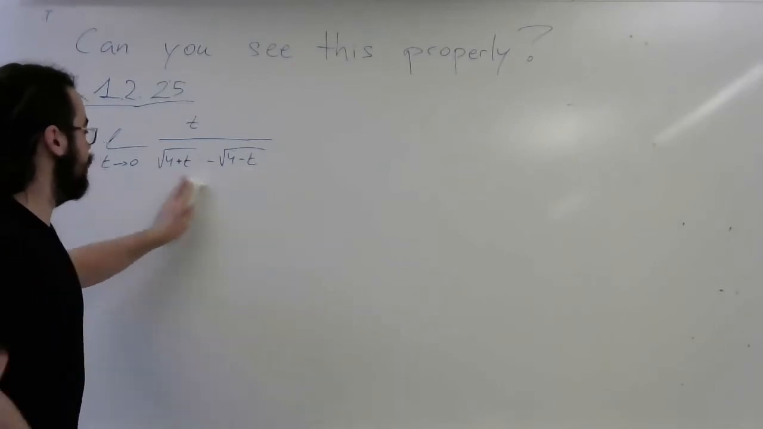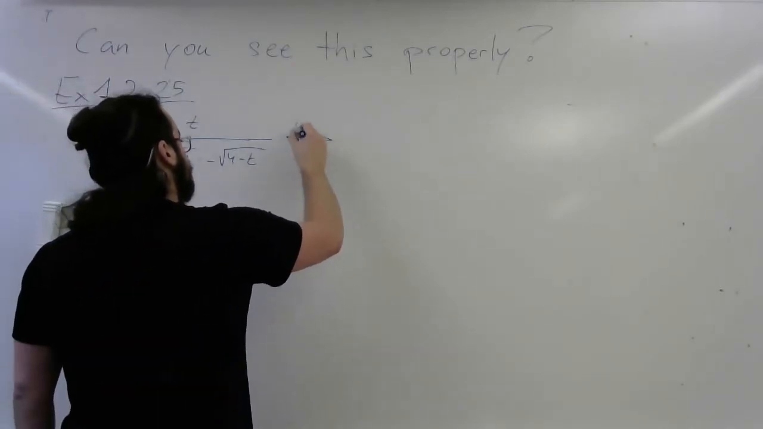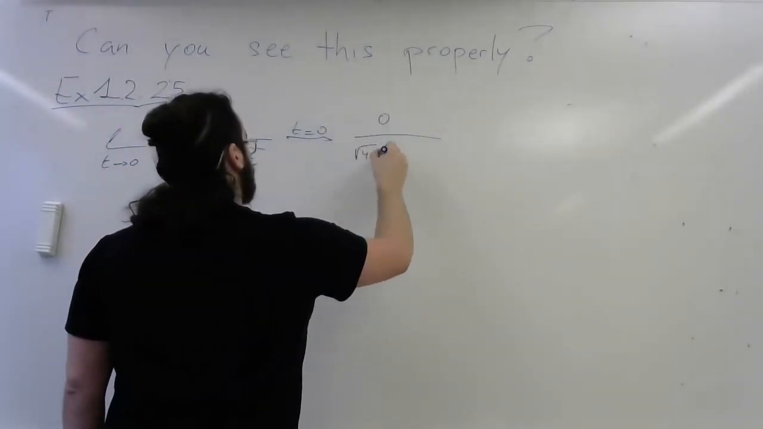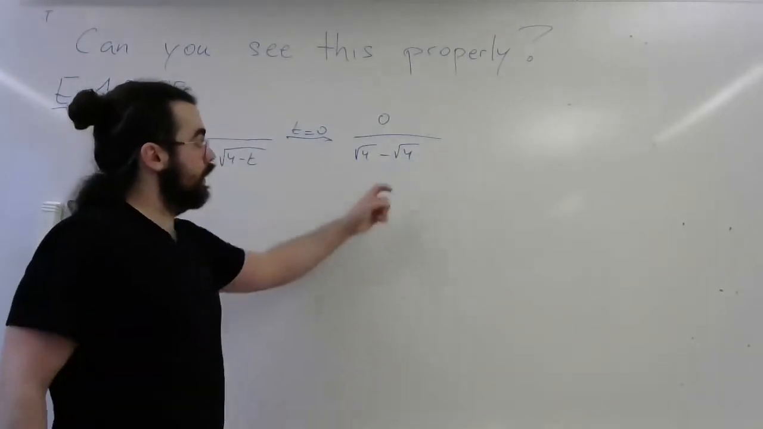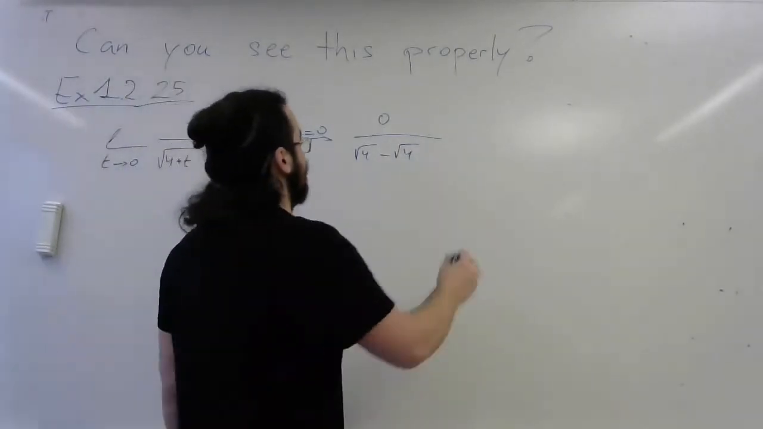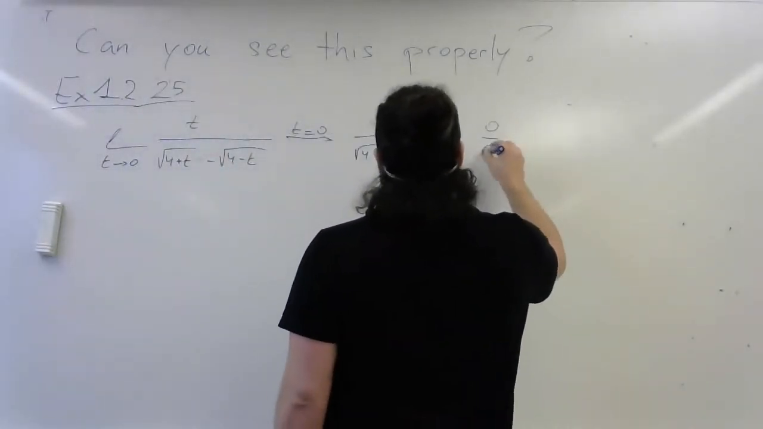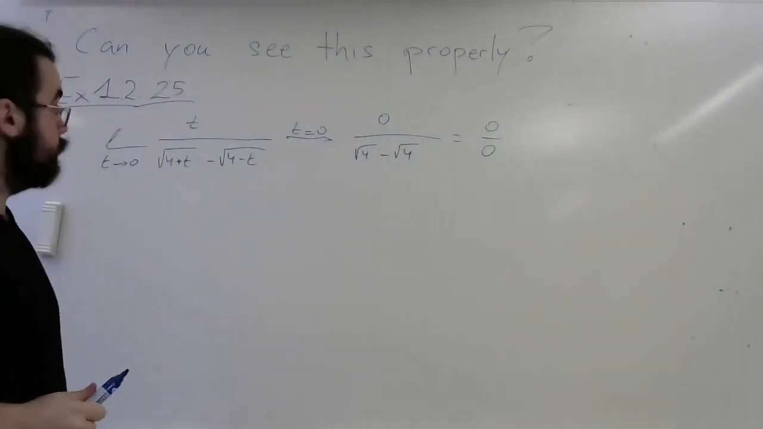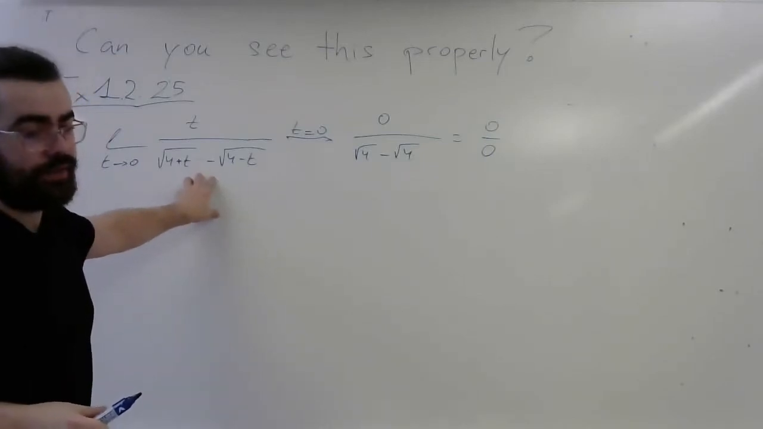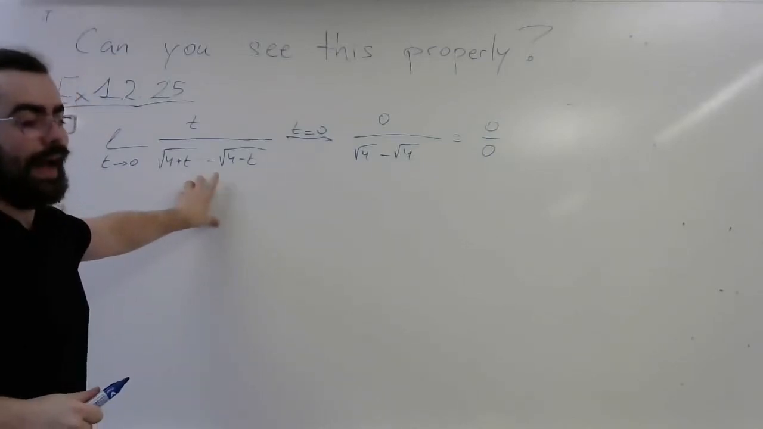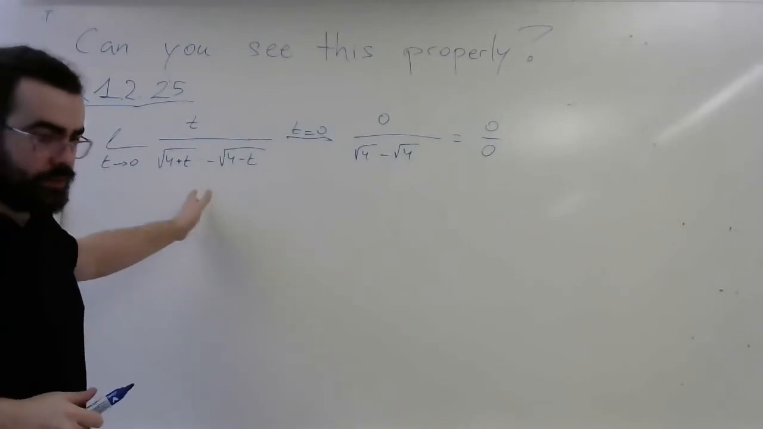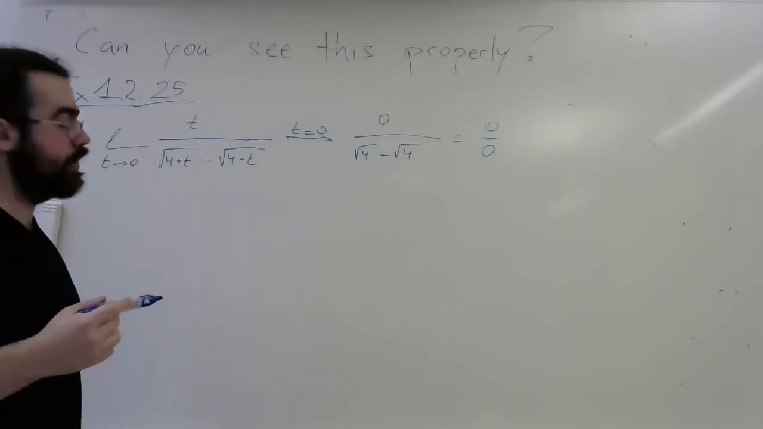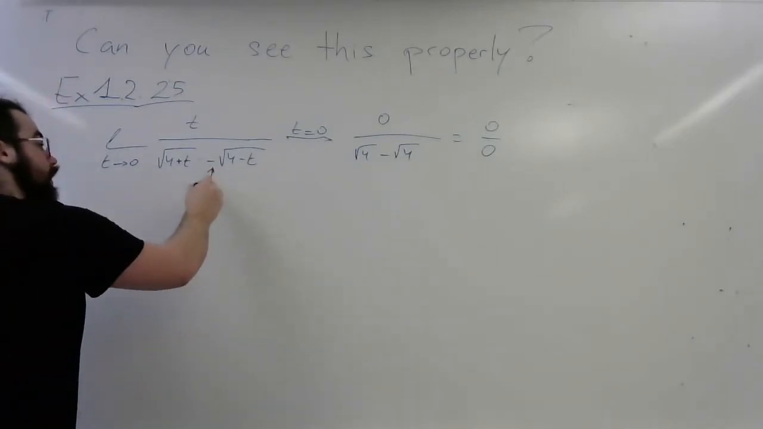Okay, if we try to evaluate, we have 0 here, and we have square root of 4 minus square root of 4. And this is 0 divided by 0. So this is the first slight complication that we find. So what we are going to do is to try and remove this 0 from here. How are we going to do it? First, we have to assess what the problem is. The problem here that makes our denominator 0 is this minus sign here.